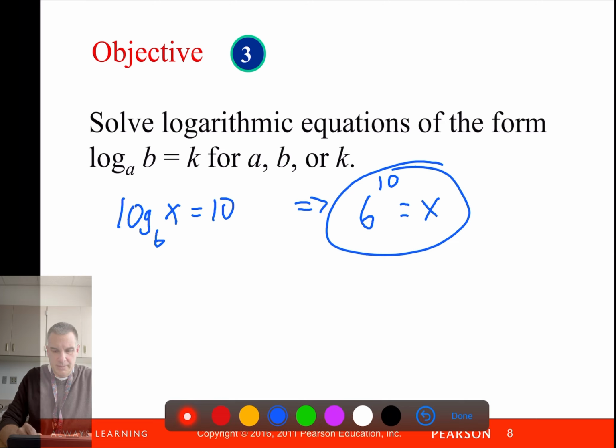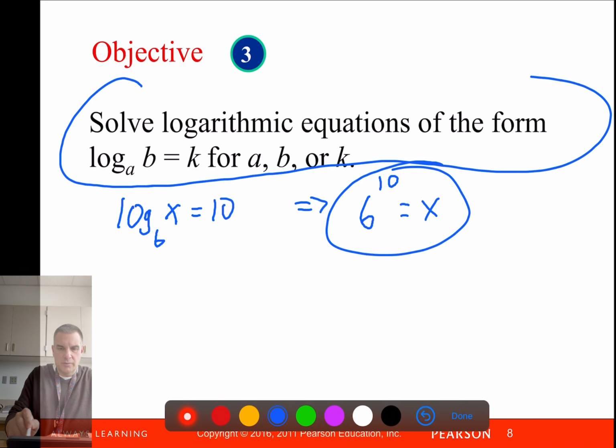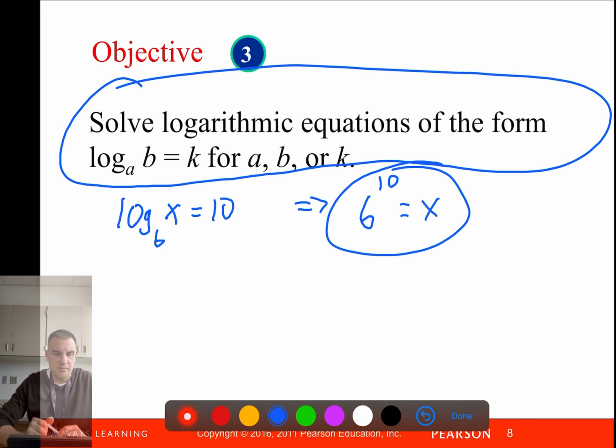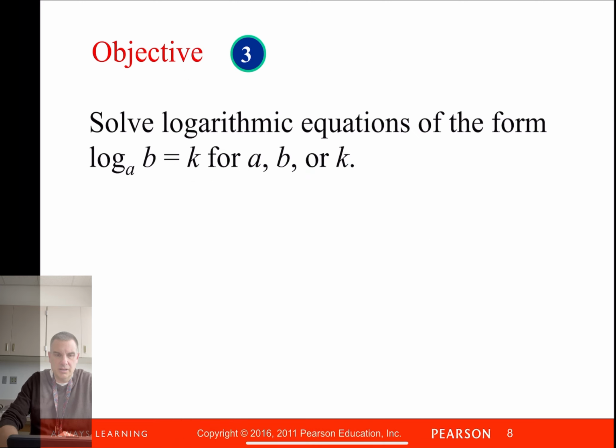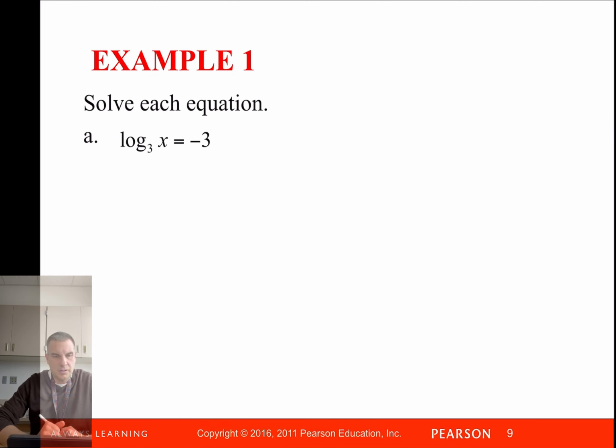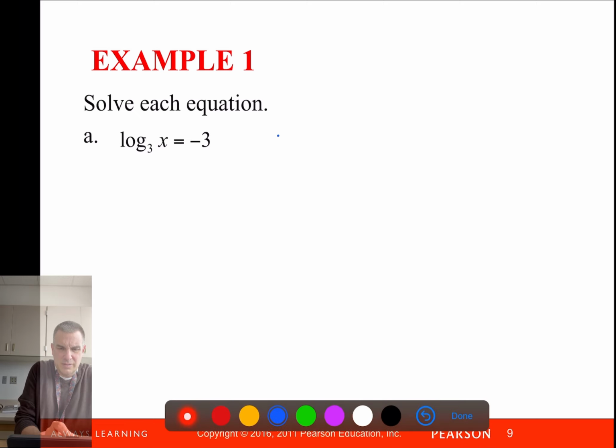The second part of your assignment is going to be to solve logarithmic equations that are in the form log base a of b equals k. So we want to be able to solve different logarithms. So we've got something like, solve the equation log base 3 of x equals -3. If we're going to solve this, anytime you're trying to solve something that's in logarithmic form, most of the time the easiest way to solve it is to write it in exponential form. So this is in logarithm form, so let's put it in exponential form. So this would be 3 to the -3 equals x.